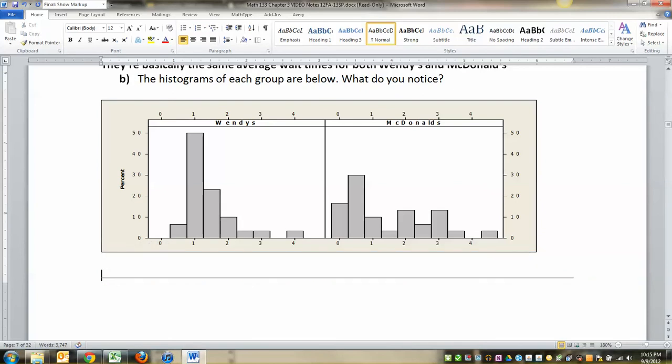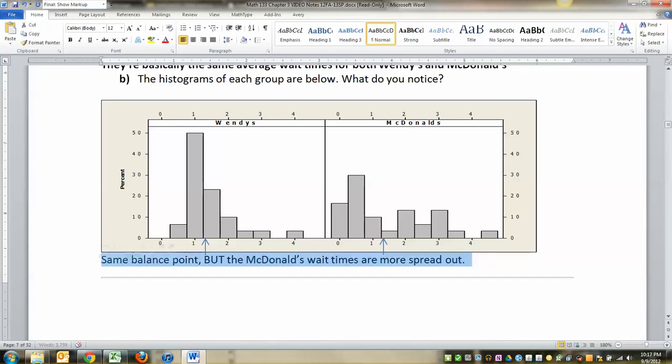Well, they had the same center, right? The balance point is 1.39, which is here. Let me pause and put the arrow in there. Remember, the mean is a balance point, so it has the same balance point for both of them, same mean of 1.39. So the same balance point, but the McDonald's data wait times are more spread out, right? These are smeared more to the left and right than these. These are all kind of clumped around that center.